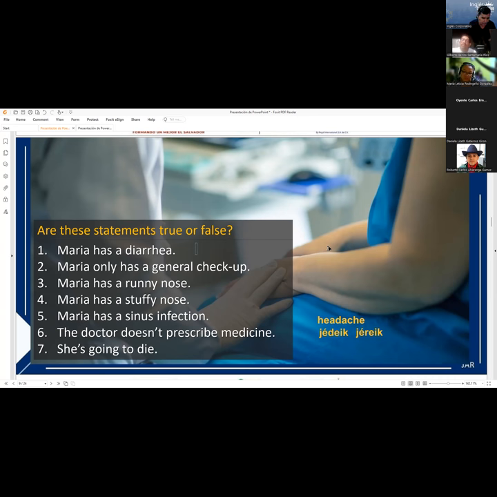False. Yeah, this is false. It's gossip. Okay. Maria only has a general checkup. False too. Another gossip. Now, Maria has a runny nose.